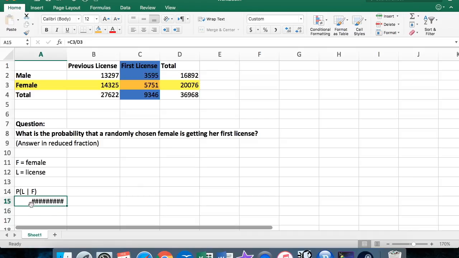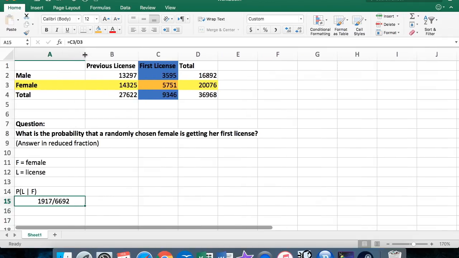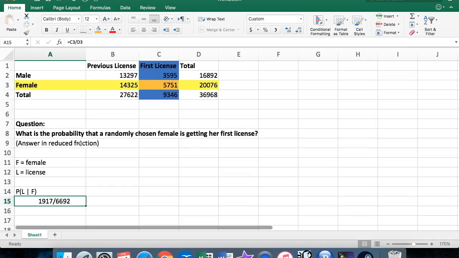Ooh. So you see these number signs? Don't worry, that's not an error. This just means that this number is too big for me to show in this cell. So all you have to do is go up to the top here and make the cell a little wider. And there you go, it pops up. I made the cell wide enough now for the number to show. So this is how you would convert your decimal into an accurate fraction.